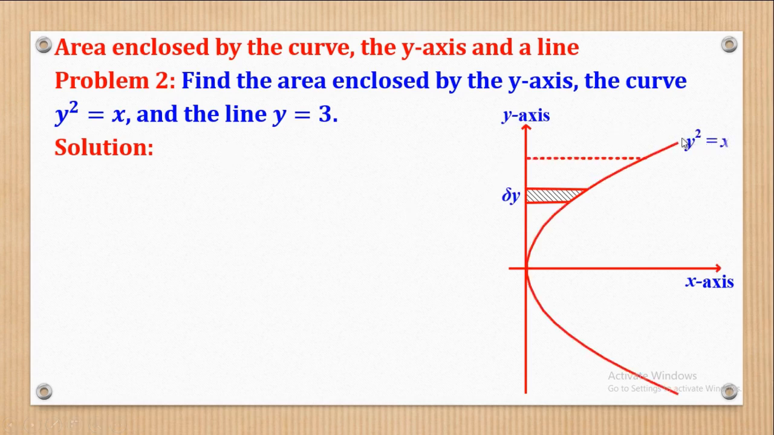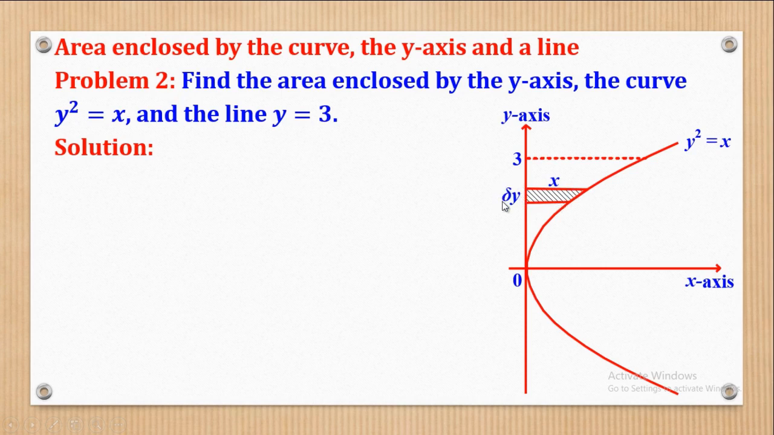So this is the curve y squared equal to x. It has an intercept at (0, 0). Now they want the area enclosed by this line y equal to 3, the y-axis and this curve. I think the area enclosed is this. Therefore, we shall use a strip of area, with small change in y and x here. So this strip approximates a rectangle.